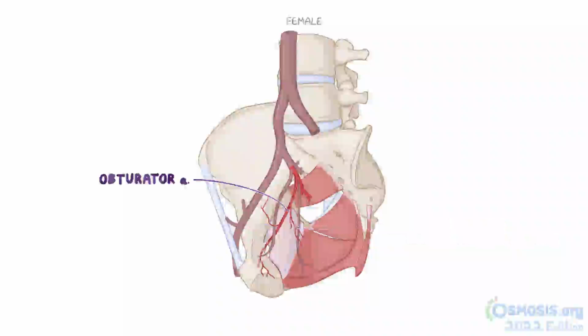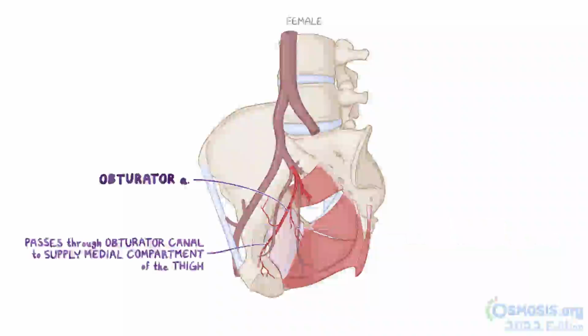Finally, the obturator artery passes through the obturator canal to enter the lower limb and supply the medial compartment of the thigh.